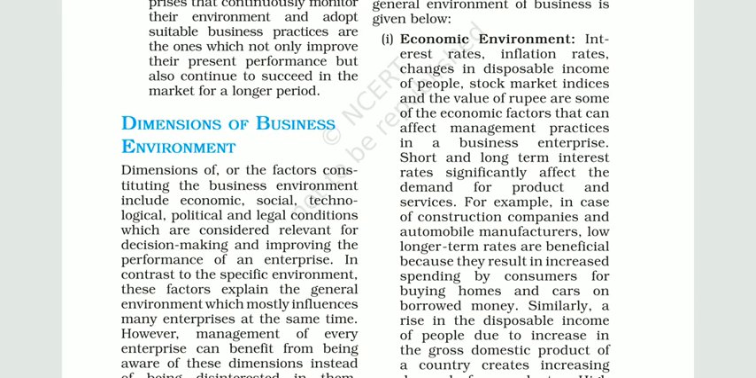What are these dimensions all about? The number one dimension of business environment is the economic environment. Interest rates, inflation rates, changes in the disposable income of the people, stock market indices and the value of the rupee are a few factors which are regarded as economic factors which can affect the management practices.